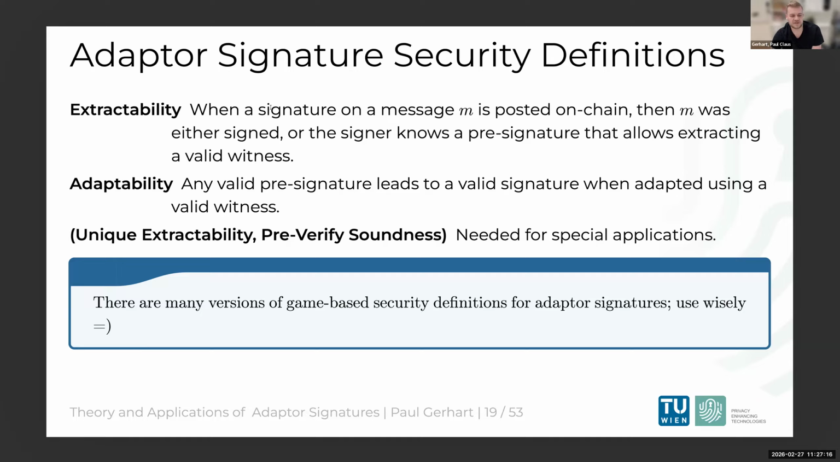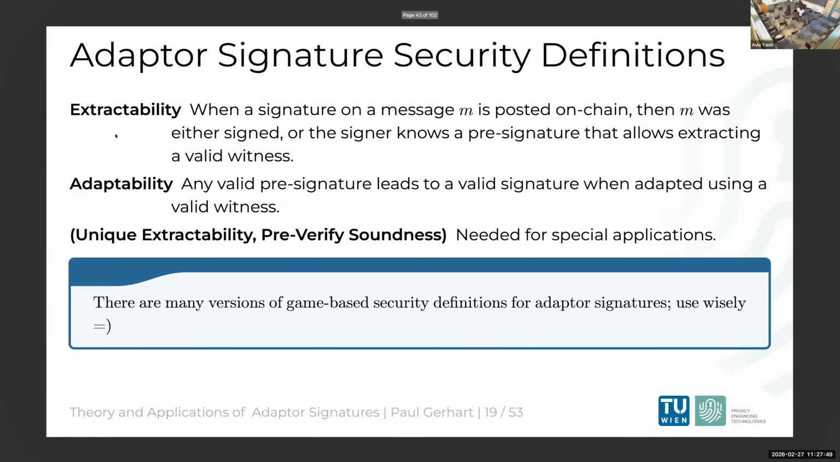The second security property is adaptability, which says if you learn a valid pre-signature and you know a valid witness, then you as well will learn a valid signature. This protects Bob in our case, because Bob is sure once he posts a signature on the blockchain, he will be paid. In addition, we found two other security properties. They are important to fix special applications. But for most applications, most likely extractability and adaptability will be sufficient.